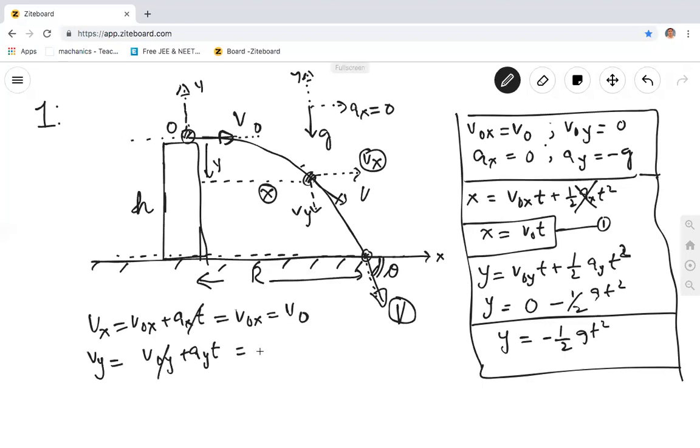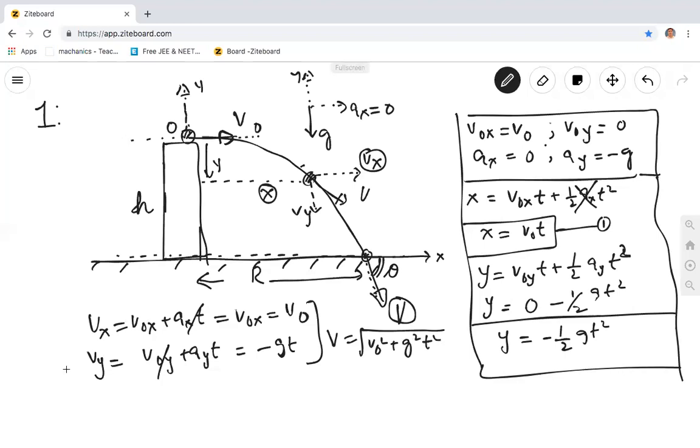Minus gt. That's minus gt, meaning this Vy has the downward direction. That's the meaning of the negative sign. Right? Can you find what V is now here? That is the square root of Vx square plus Vy square. That's V0 square plus g square t square.